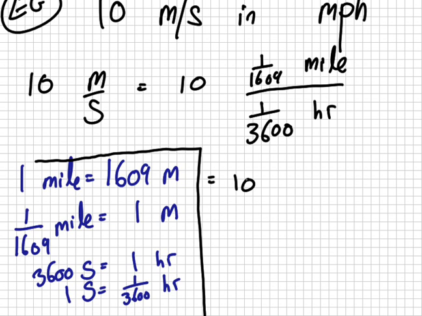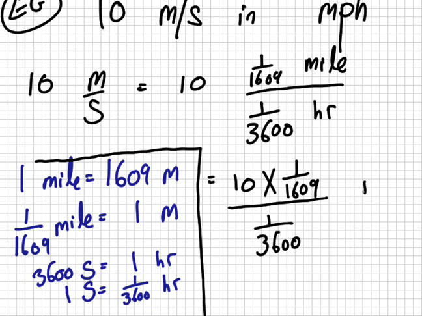So here I need to type in 10 multiply 1 over 1609 over 1 over 3600. So what do we get for that? This will be miles per hour. 22.4 miles per hour.